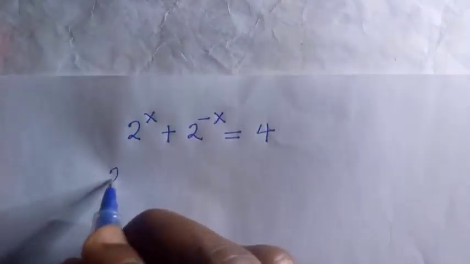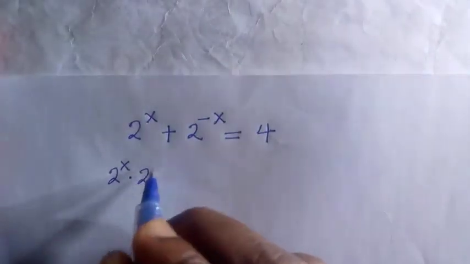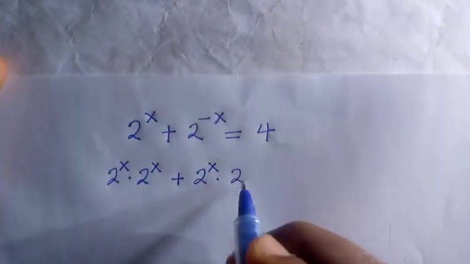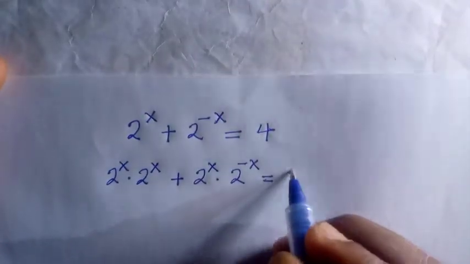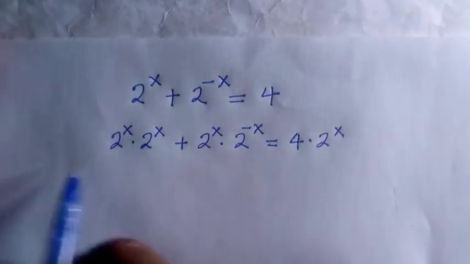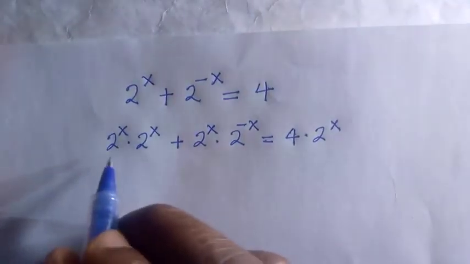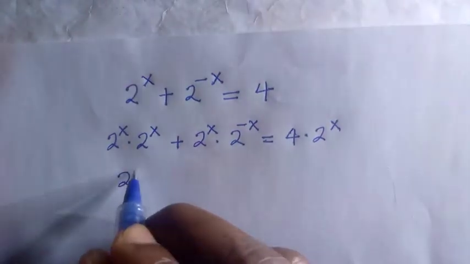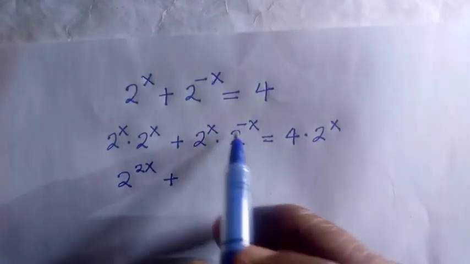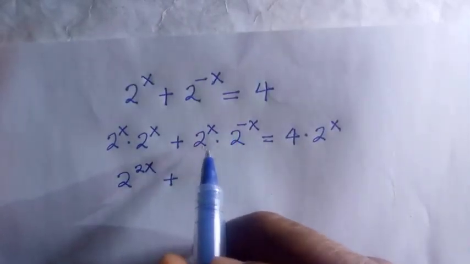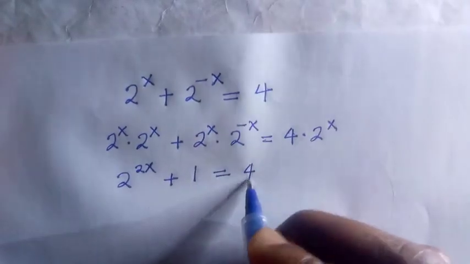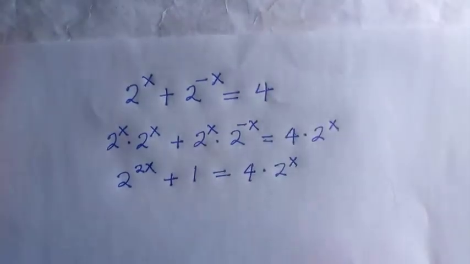So here we have 2 to the power of x multiplied by 2 to the power of x plus 2 to the power of x multiplied by 2 to the power of minus x equals 4 multiplied by 2 to the power of x. After applying this, from the rule of exponent, we have this one as 2 to the power of 2x. When we add the exponents, x plus minus x, they negate each other. So 2 to the power of x multiplied by 2 to the power of minus x gives us 1. Everything equals 4 multiplied by 2 to the power of x.